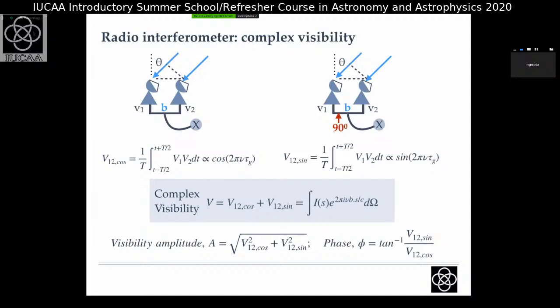And I can also write this visibility simply as A times exponential of iota phi. So that's how my complex visibility is defined. And that's how we make a measurement using a two-element interferometer or radio telescope in general.